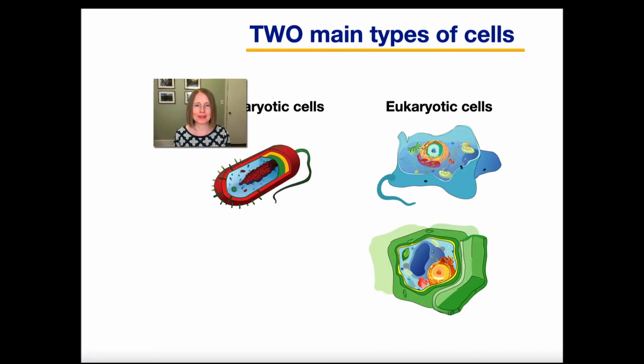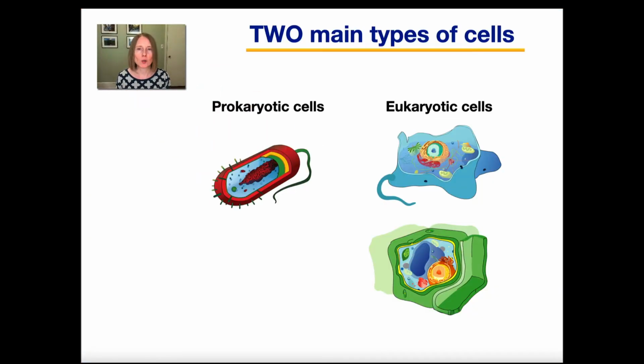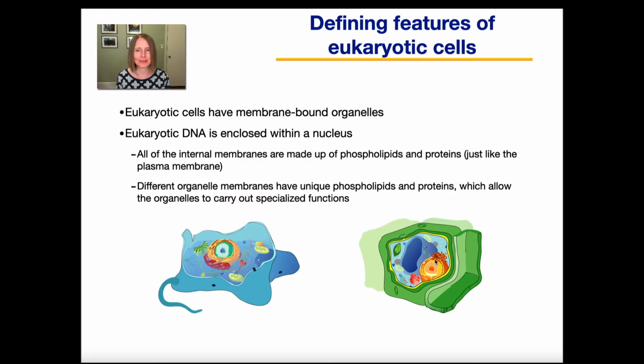Let's get started. Last time I told you that all cells can be divided into two main categories, prokaryotic versus eukaryotic. Today we're going to focus on learning about the various specialized structures inside eukaryotic cells. So let's review the defining features of eukaryotic cells.